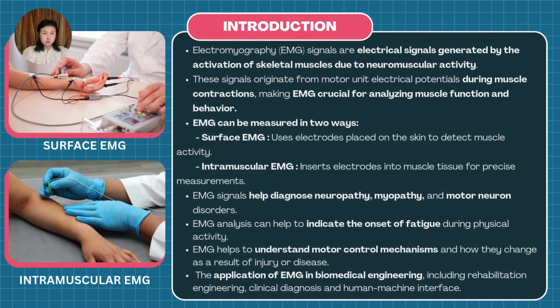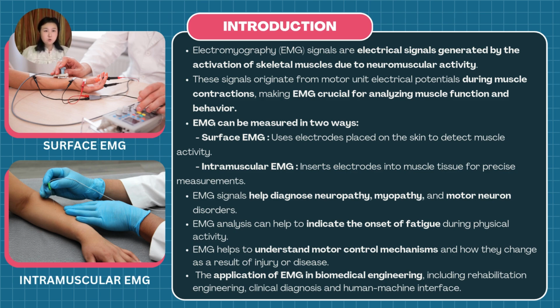Introduction. EMG signals are electrical signals generated by activation of skeletal muscle due to neuromuscular activities. These signals arise from the electrical potentials produced by motor units when muscles contract, making EMG an essential tool for studying muscle function and behavior. EMG signals are typically measured using electrodes placed on the skin surface or inserted into muscle tissue.